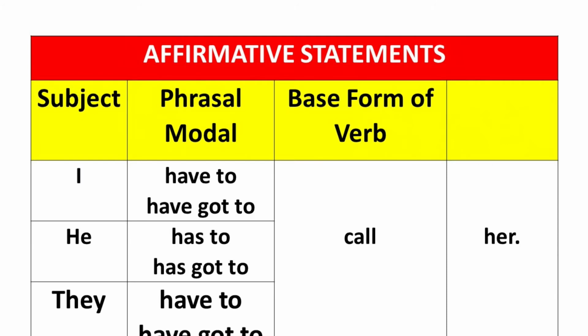Now for the other phrasal modals such as has to, have to, and then we also have has got to and have got to, we have these examples. I have to call her, or I have got to call her. We also have he has to call her, or he has got to call her. And then we have they have to call her, and then they've got to call her. So you can just choose one from these modals depending on how you would like to express your suggestion or advice.